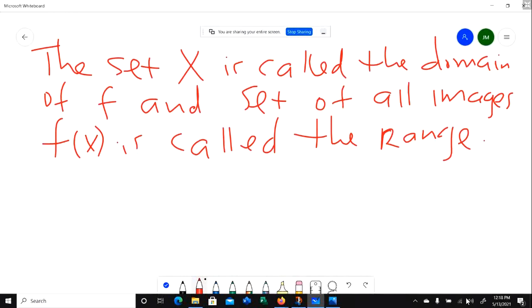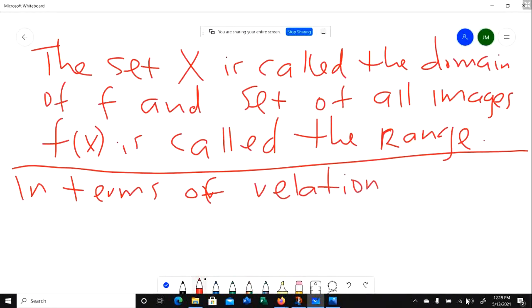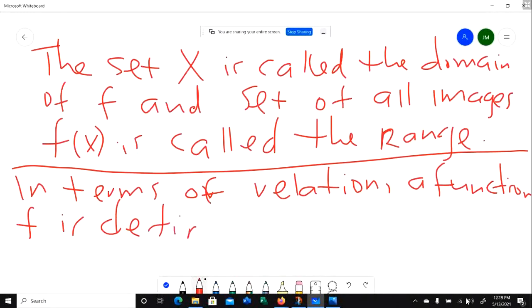But still, we can also define a function in terms of relations. Remember here, since we are dealing with sets and algebraic structures, we may have a function represented in form of a relation. So I would like us to define a function also in terms of a relation. So we can say that in terms of relation, a function, say F, is defined, I hope you are writing, as follows.